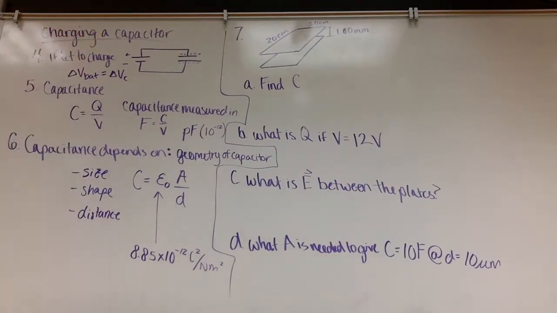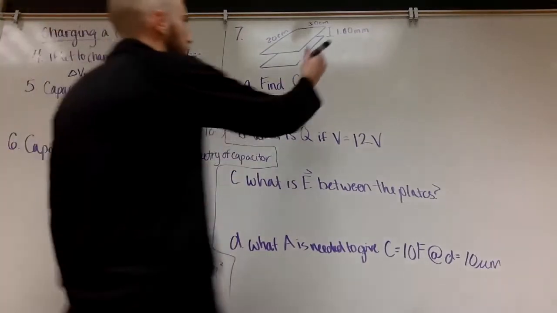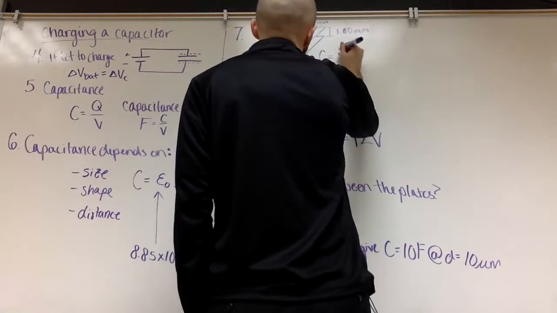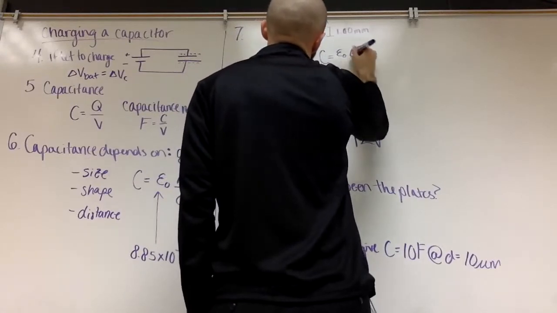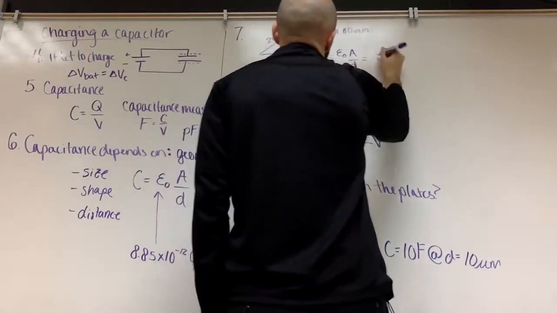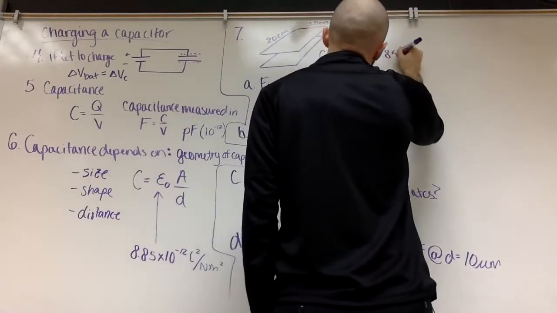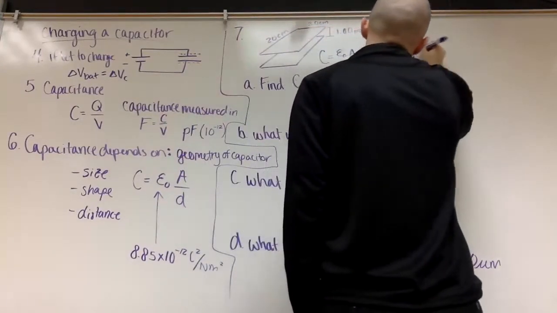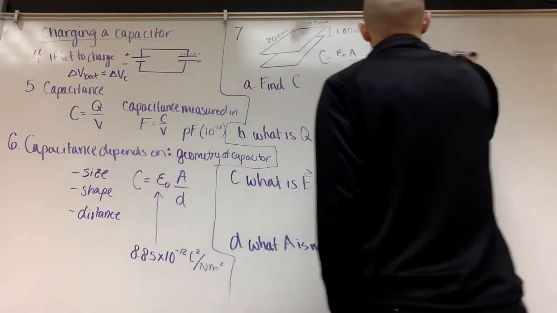On this first one, we want to find what is the capacitance of our capacitor. Simple enough. Let's just plug it into the equation. C equals epsilon naught A over D. Epsilon naught is 8.85 times 10 to the minus 12. I won't worry about that disgusting unit.